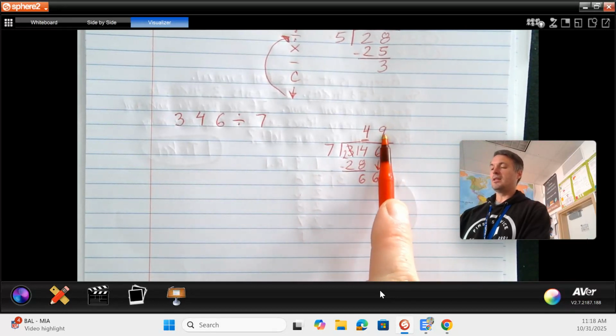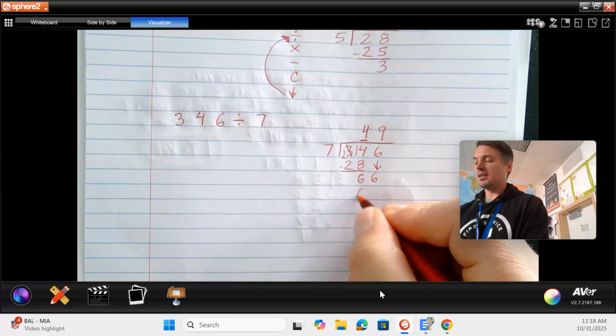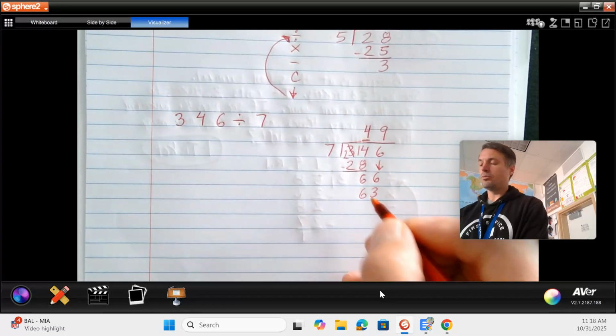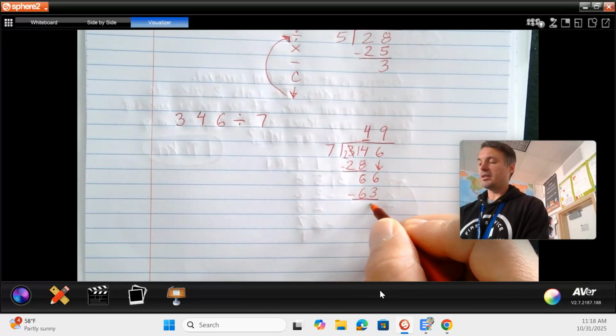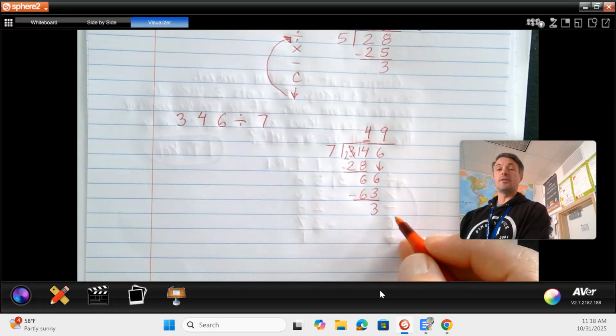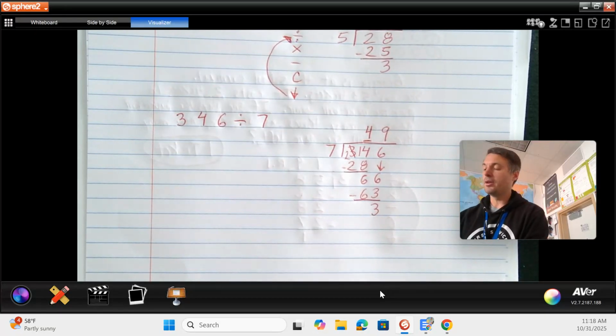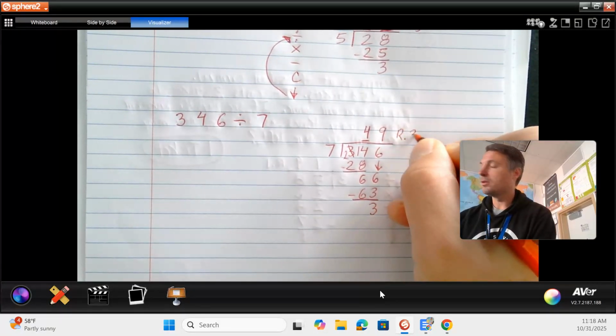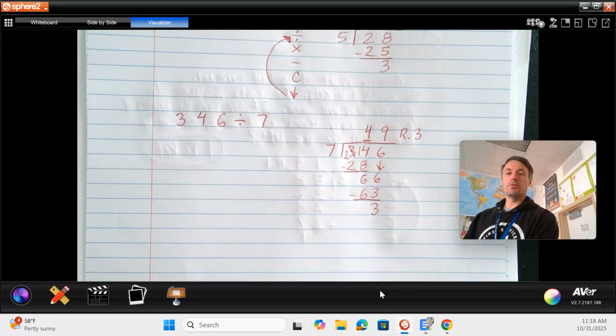Now we multiply. 9 times 7 is 63. Now we subtract. 66 minus 63 is 3. There's nothing left in the dividend that we can bring down, so we write our remainder, 49, remainder 3.